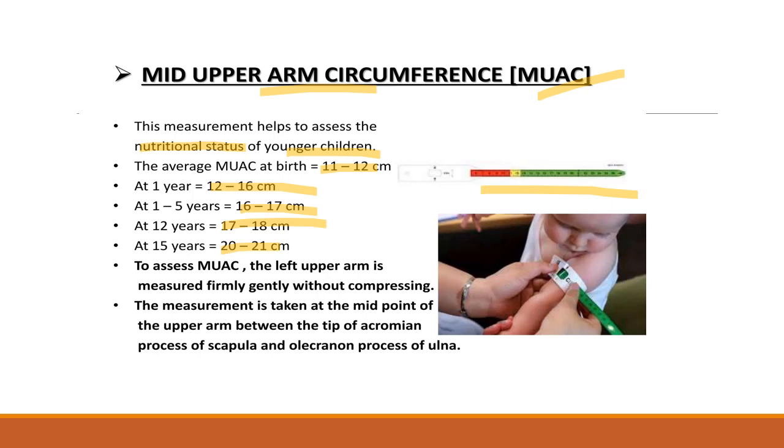And to assess the MUAC, the left upper arm is measured firmly and gently without compressing. The tape is placed at the midpoint between the olecranon process and the acromion process. Barely midway between the acromion process and olecranon process, the tape is fixed.